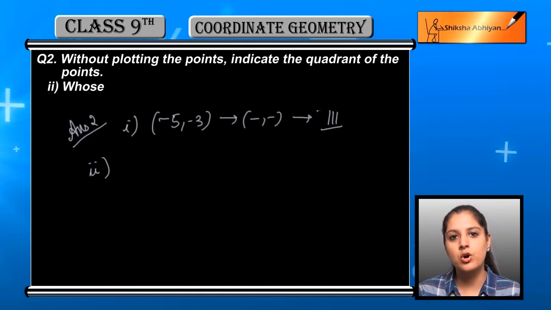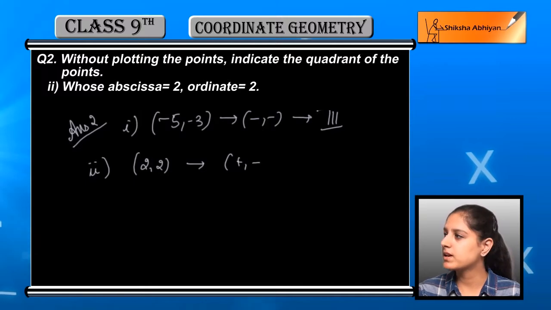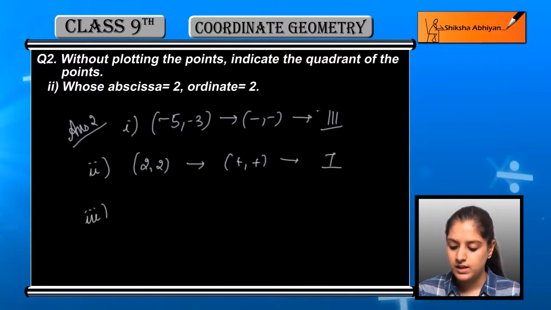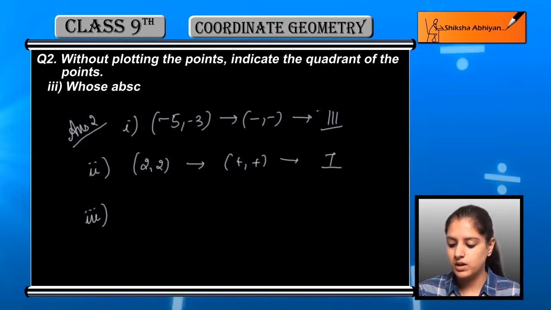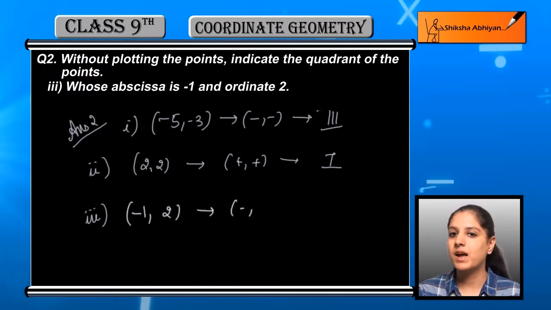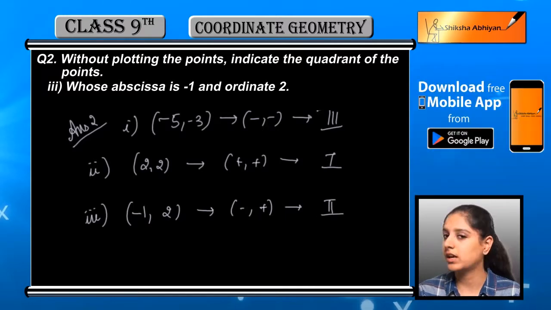Next is abscissa and ordinate, दोनों 2 हैं. That means the point is 2, 2. That is plus are the signs and ये first quadrant में lie करता है. Last abscissa -1, ordinate 2. That means -1, 2, which is minus and plus. Now these kind of points they lie in the quadrant second.